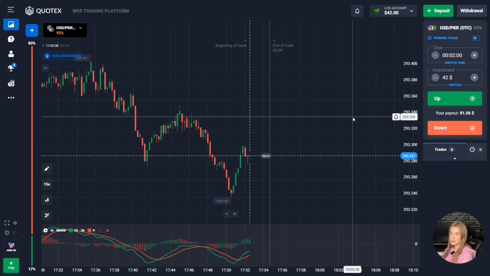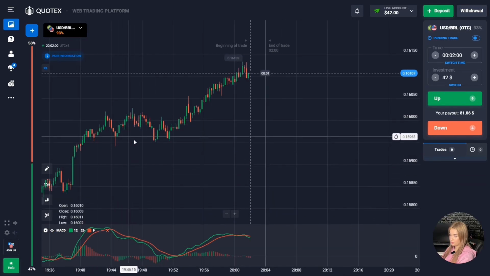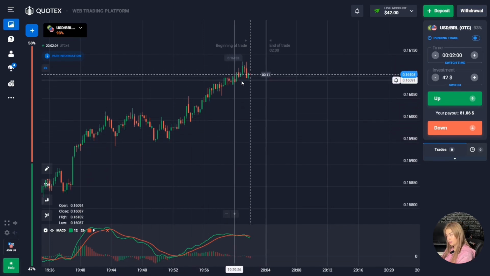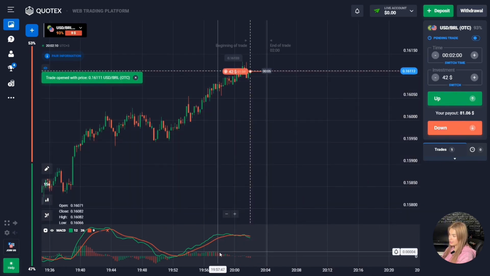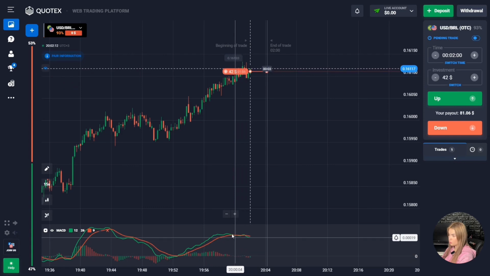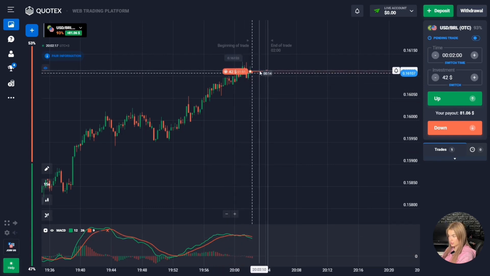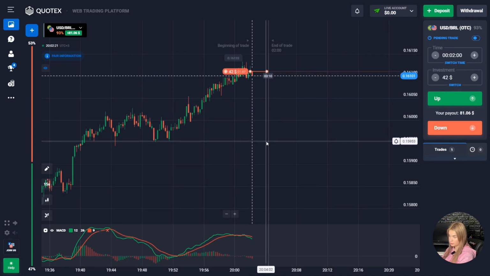I will find the first entry point. So as you can see here, the price is moving in an uptrend, but at the moment we see some kind of fading on the chart. In such a situation, I suggest opening a deal down because we can see that we have formed a red histogram and we have an intersection of the sliding lines. This is how we understand that the price has a good downward potential.